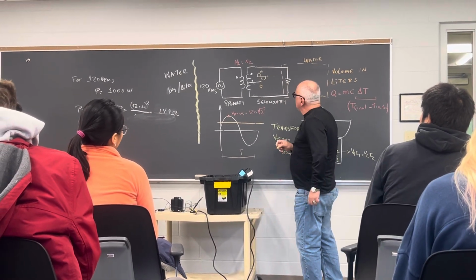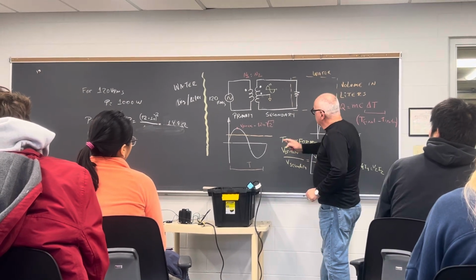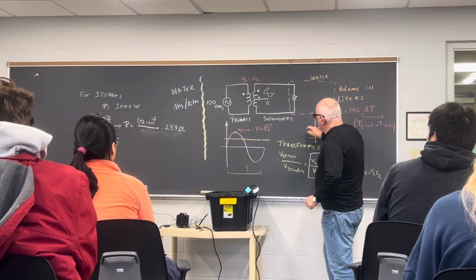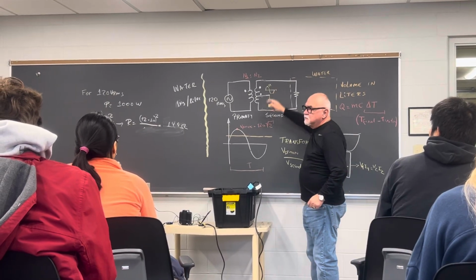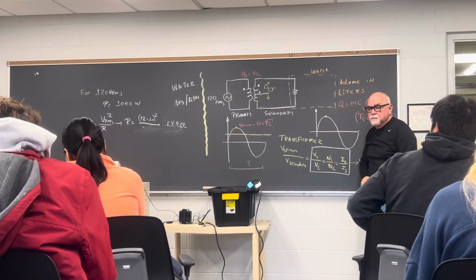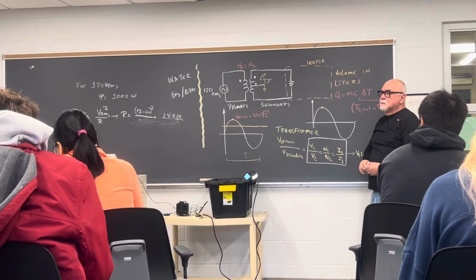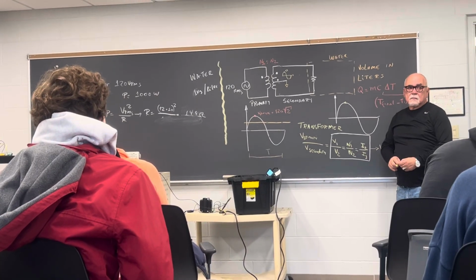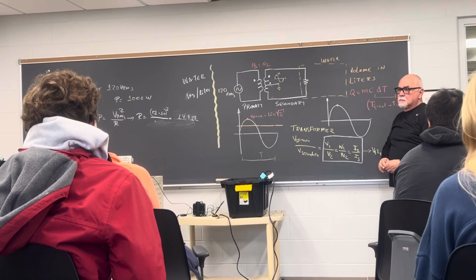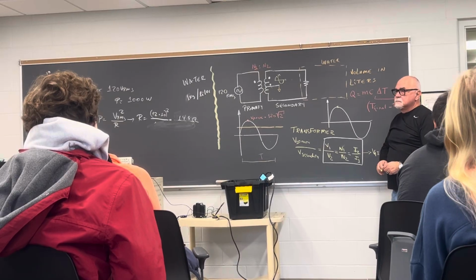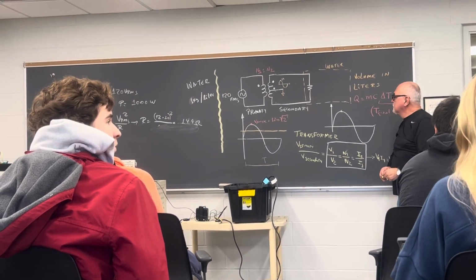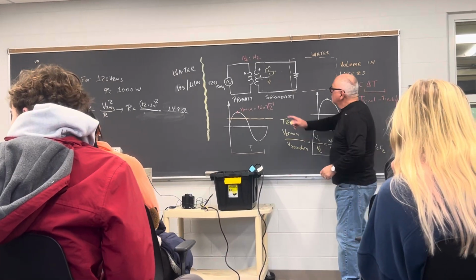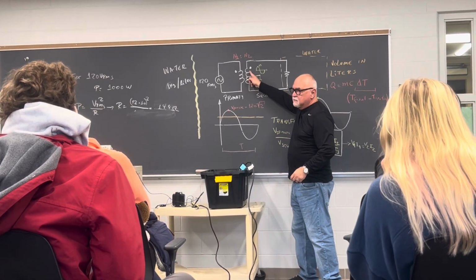So what you're going to do now, just do it in your notebook: take 120 times square root of 2 and tell me 120 square root of 2 divided by 24. How much is that? Tell me. I got 7.07. 7.07, right? So from here to here is 7.07.